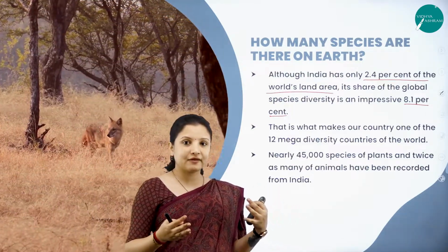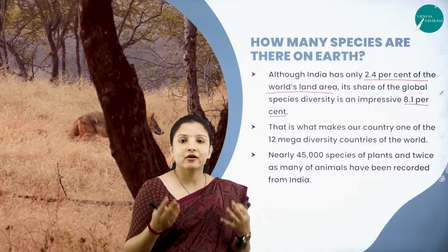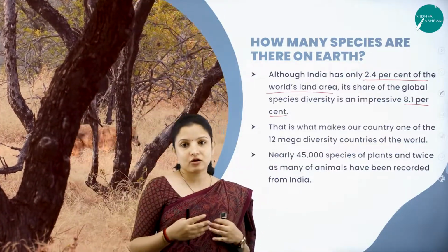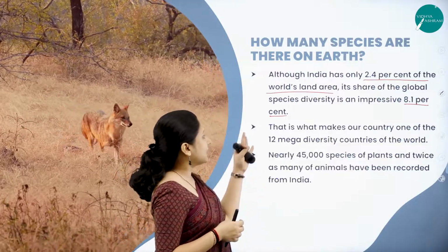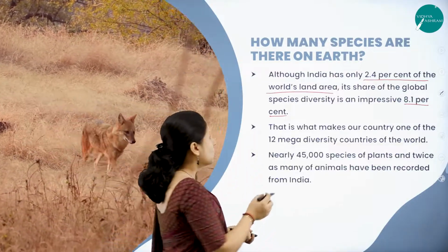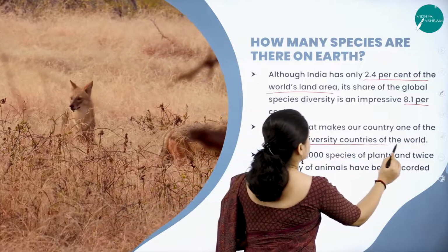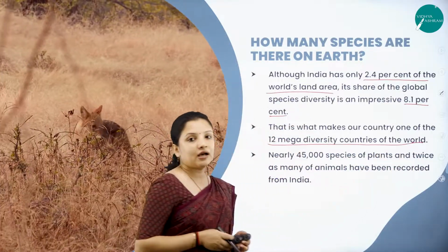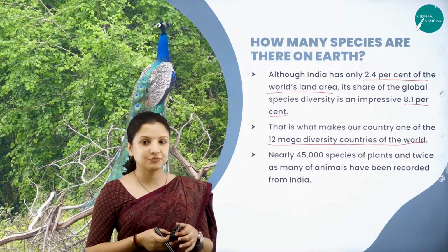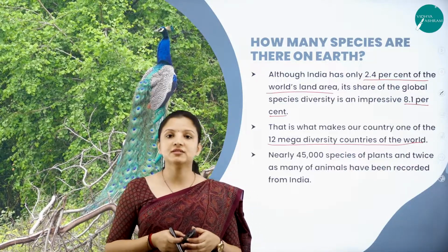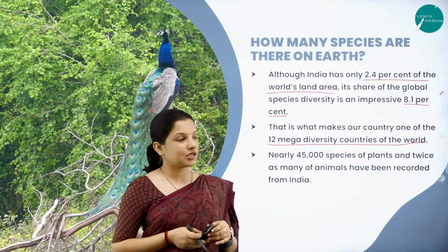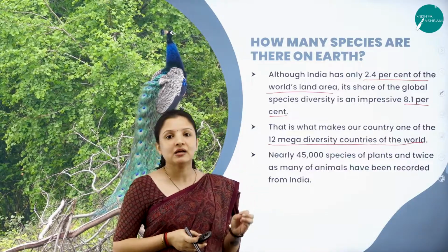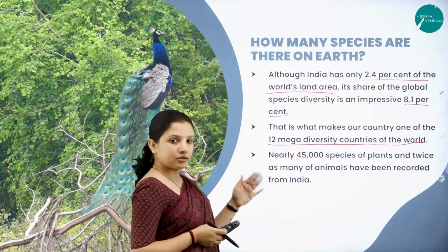Why is the species diversity rich? Because we have different ecology, our ecological diversity is quite vast. So that is why, and that is what makes our country one of the 12 mega diversity countries in the world. India, because of its species richness, is among the 12 mega diversity countries that are there in the world.